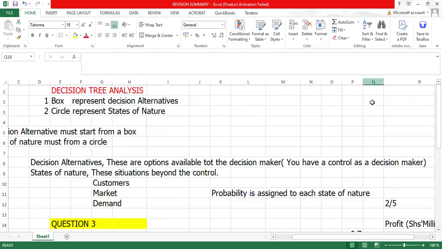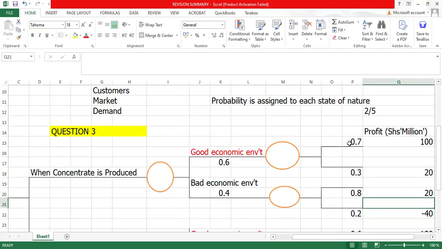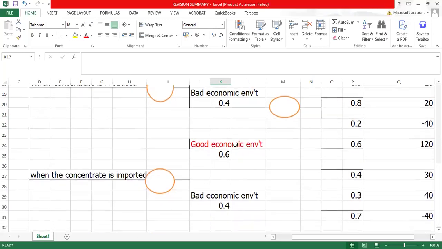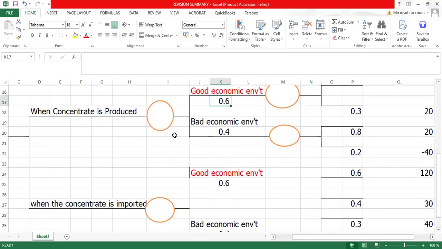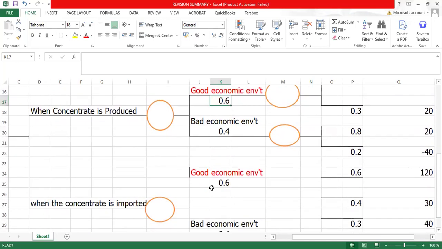So once you're done with that, then you can present your outcome. At a 0.7, you're making a profit of this. At a 0.3, you're making a profit of this. When the environment is good, that is when it's a good time. So we are done with this. I think from this you can finish. Even here you are going to do the same.